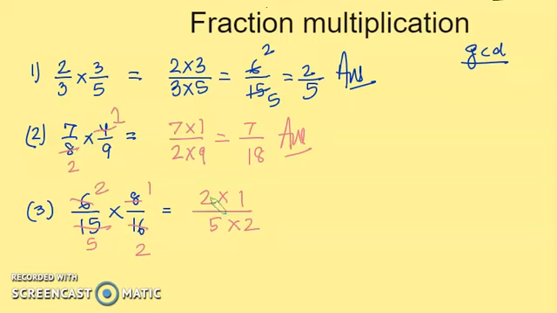And then we notice this 2 is here at the top and 2 is here at the bottom, so again we can cancel them. 2 divided by 2 gives you 1, 2 divided by 2 gives you 1. So finally we are left with 1 times 1 divided by 5 times 1. That is 1 over 5, and that is our answer.